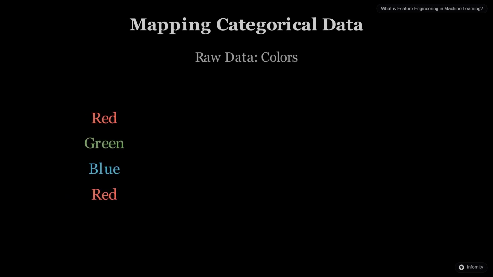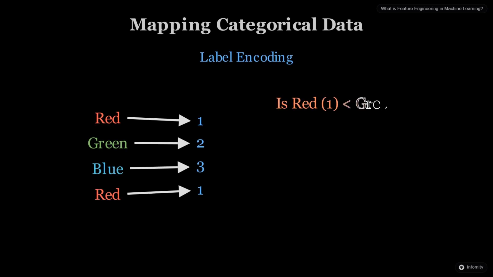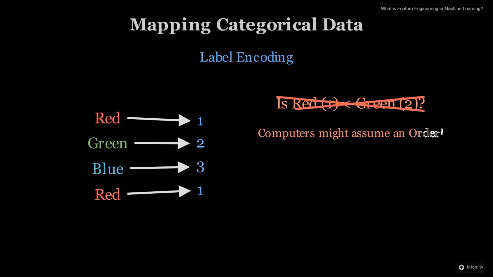Machine learning models primarily work with numbers, so we need to convert these categories into a numerical format. One simple method is label encoding, where each unique category is assigned a unique integer. For example, red becomes 0, blue becomes 1, and green becomes 2. However, this can imply an artificial order or hierarchy that doesn't exist, which might mislead the model.